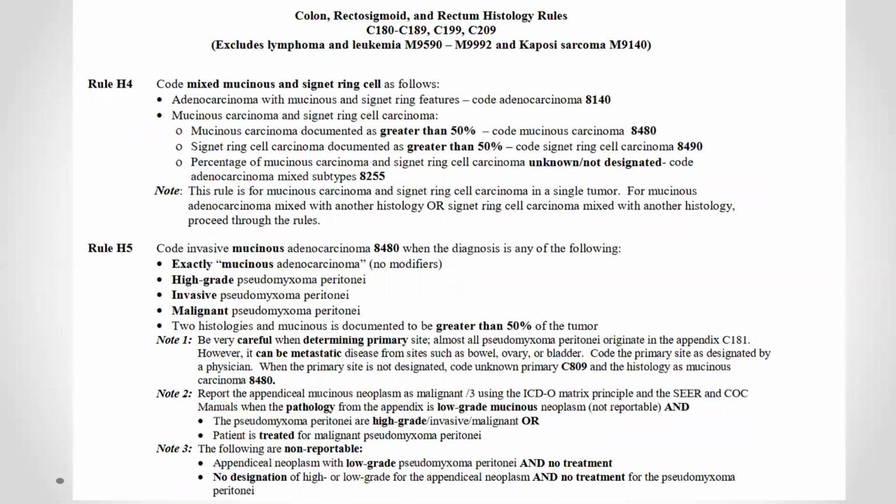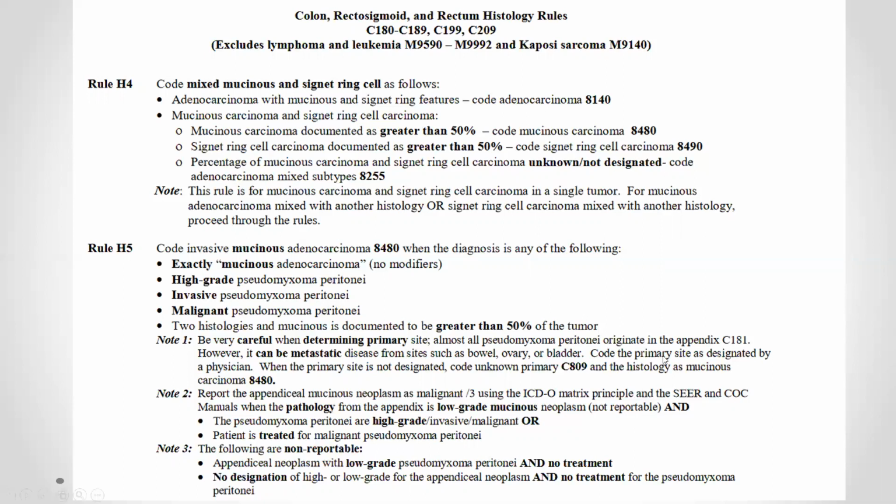H4 is when you have mixed mucinous and signet ring cell. And then if you know the percentage. So again, think about what you're texting as you're looking through your path report. You're going to need to know if the mucinous is documented as greater than 50%, you'll code it to mucinous. If the signet ring cell is documented greater than 50%, you'll code it to signet ring cell. So as you're looking through your rules for histology, it will really help you to define what you need to be looking for and also what you're texting.